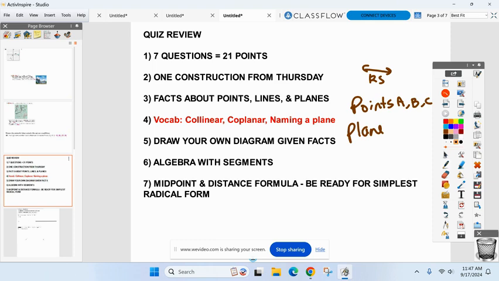I'm going to ask you guys to draw a diagram given facts. Real quick reminder. Here's my plane. This pencil is on the plane. On the plane, infinitely many points. This one is 1 point. Going through at 1 point. Only intersects at 1 point, and this is going through.